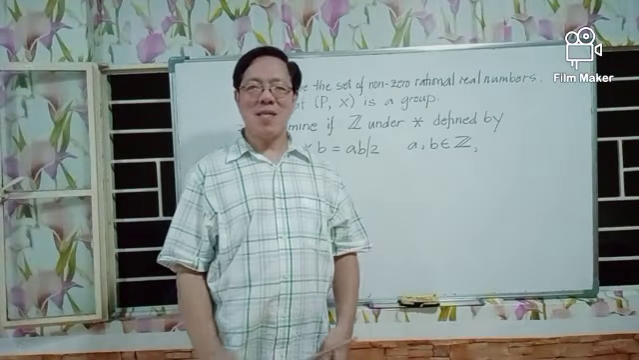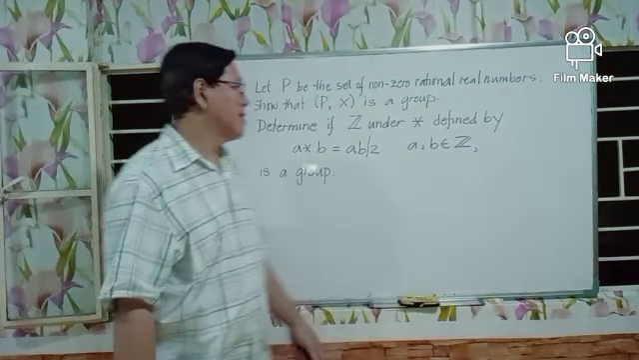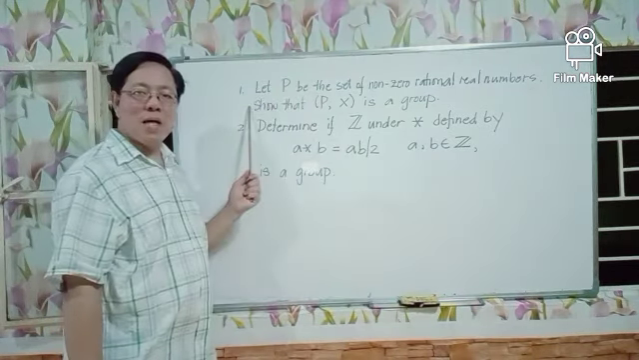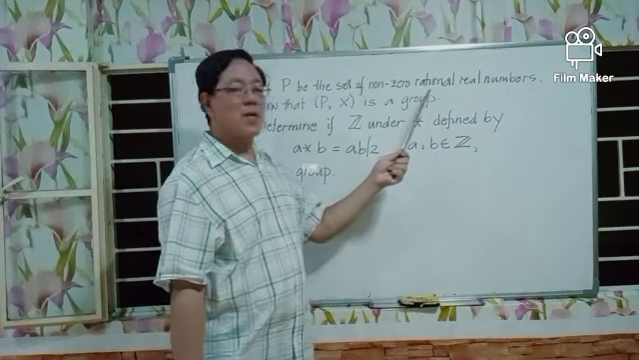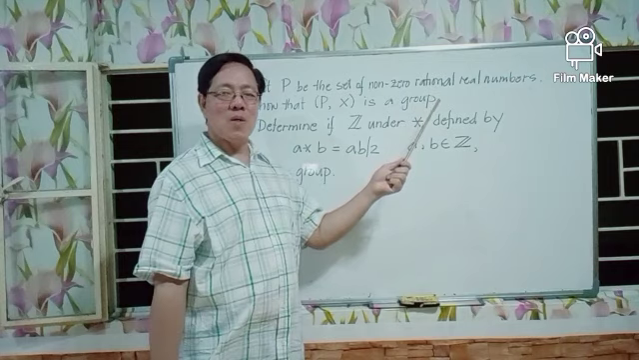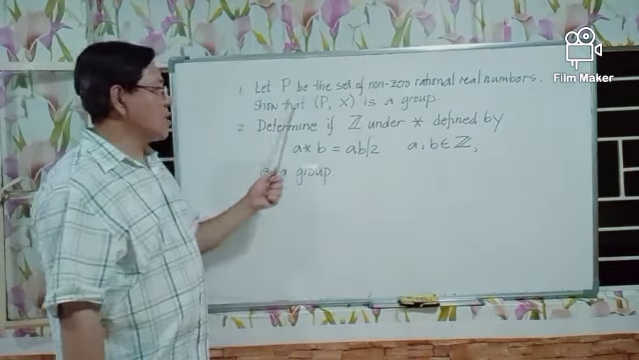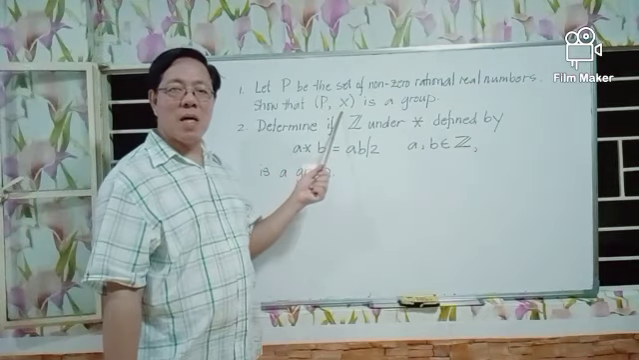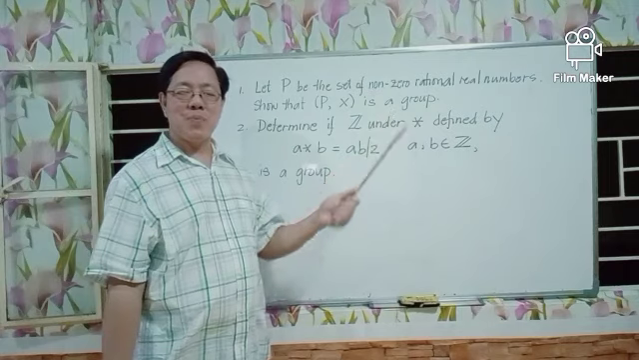For your practice, please try the following exercises. Number 1, let P be the set of non-zero rational real numbers, or simply rational numbers. Show that P together with the binary operation multiplication is a group.